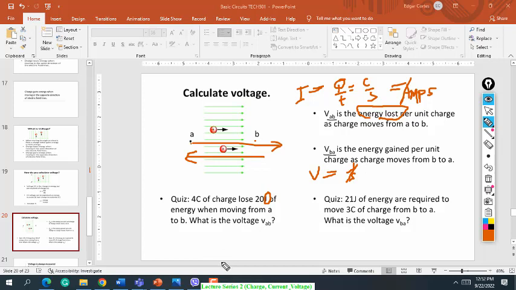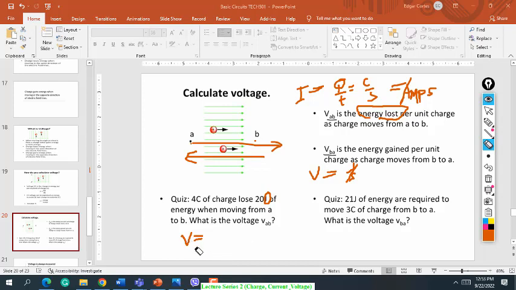So here we have this equation. What is the voltage? Voltage equals 21 joules, this is an energy over 3. No, sorry, this is not 21. It's 20 here, and 4.